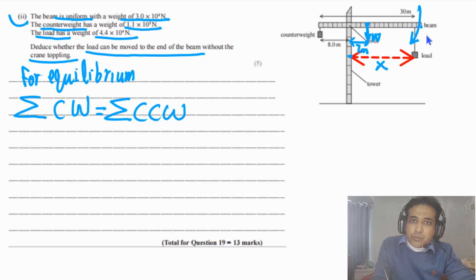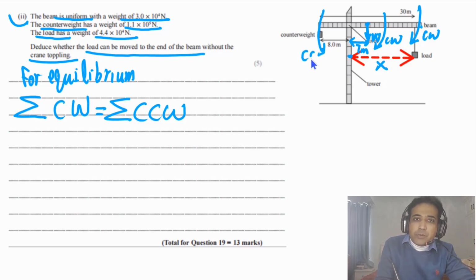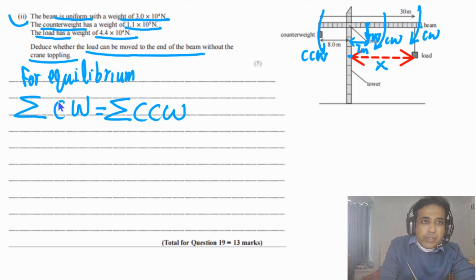So the moment due to this load will be clockwise, the moment due to the weight of the beam also will be clockwise, and the moment due to this counterweight will be counterclockwise. First of all, we can look at the clockwise moment due to the load. The weight of the load is 4.4 times 10 to 4 newtons multiplied by the distance from the center of the tower. Let's say that is x.